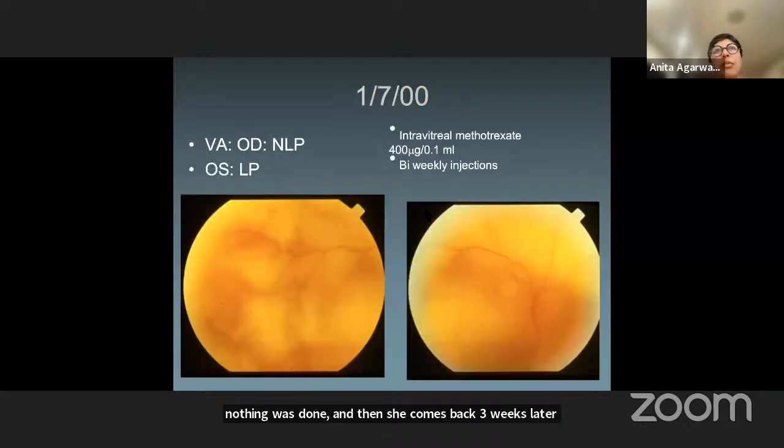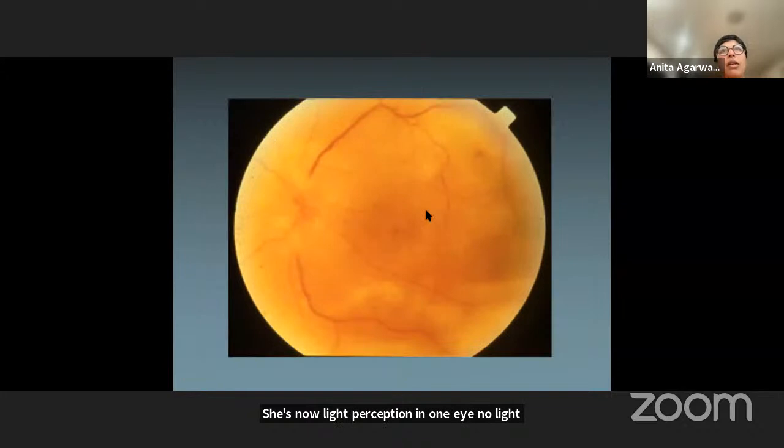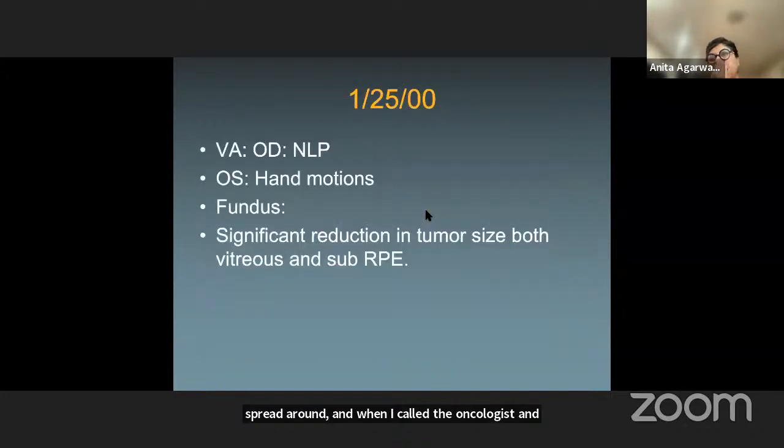She now has light perception in one eye and no light perception in the other eye, and the tumors have obviously spread around. When I called the oncologist and asked, how come you didn't radiate her? they told me she'd already had radiation at the time of her brain radiation, because we already knew she had the CNS lymphoma.